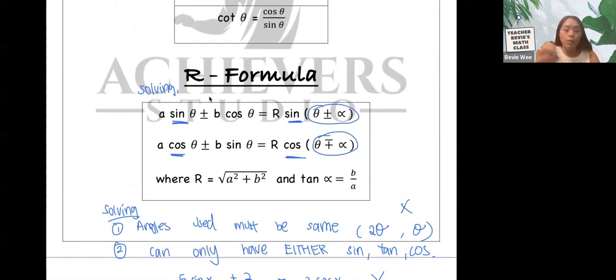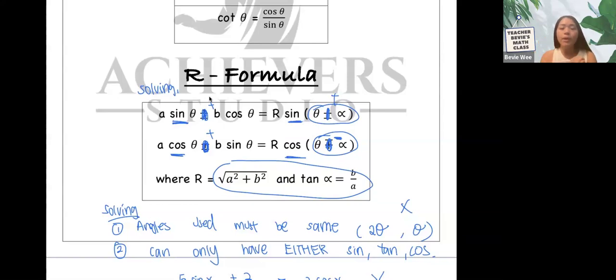Cosine, remember, it's always the odd one out. So if here it's a plus, here will be a minus. It's opposite. The sign is opposite. Okay, but for sine, if here it's a plus, here will also be a plus. Okay, Ken? So for cosine, the sign will be different. Sorry, for sine, the signs will be the same. For cosine, the sign will be different. Okay, another thing, R is the square root of A square plus B square. Tangent alpha equals B over A.